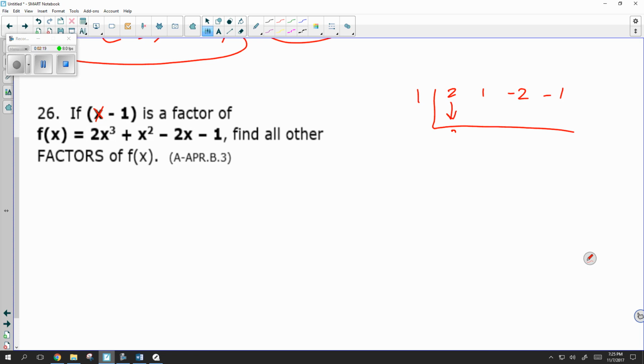So we drop the first one, multiply, combine. Multiply, 3, combine, it's 1. Multiply, 1, combine, 0. And we already knew that was going to happen because, again, it says it's a factor. So this question is now 1 degree lower. So it's 2x squared, because the original was a 3, plus 3x plus 1. This is now a complex ABC.